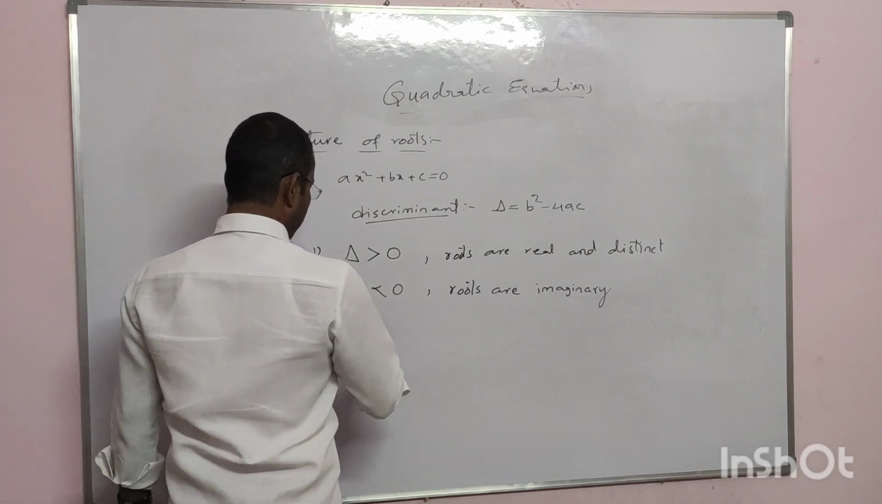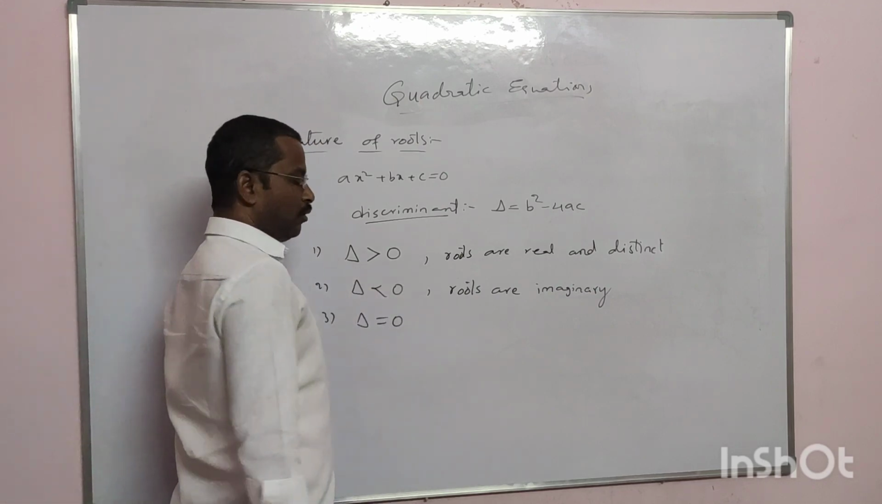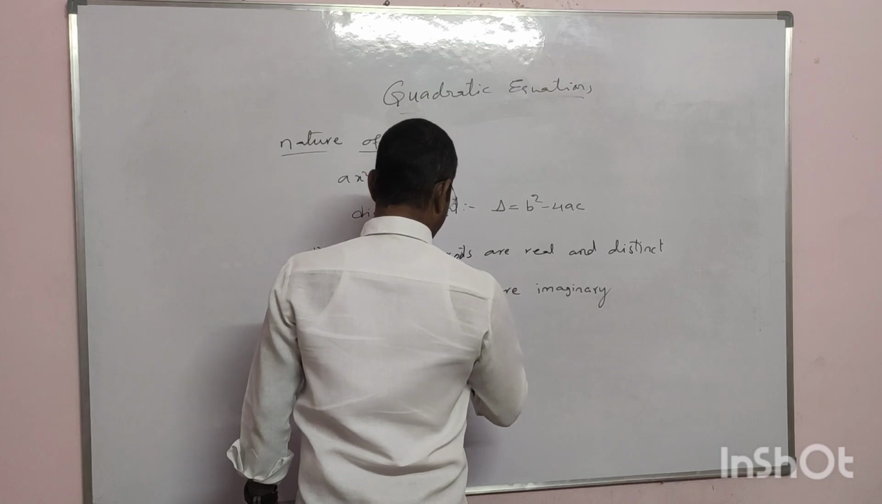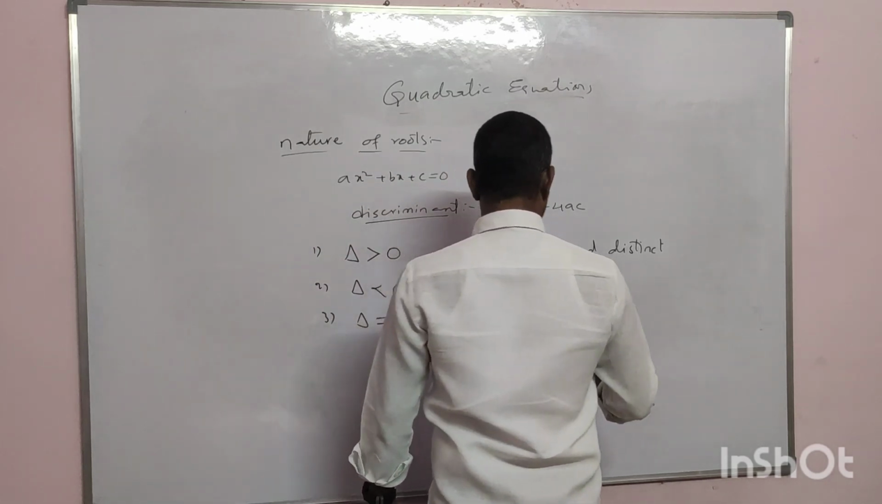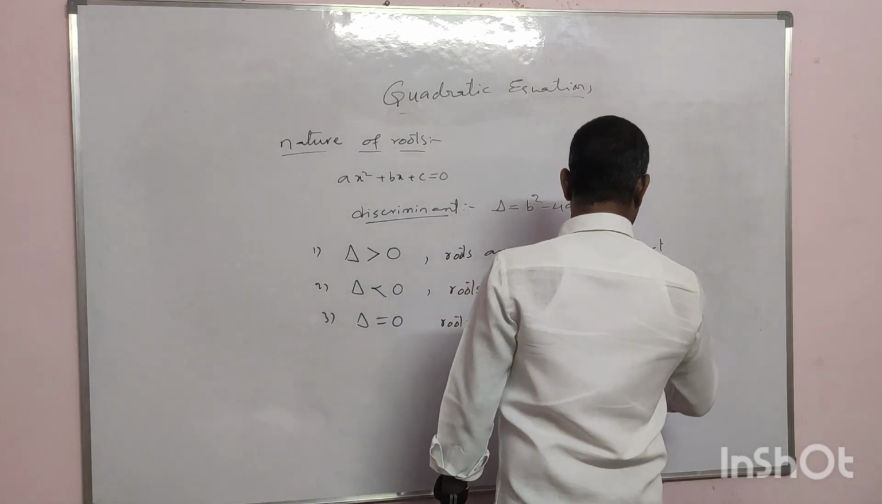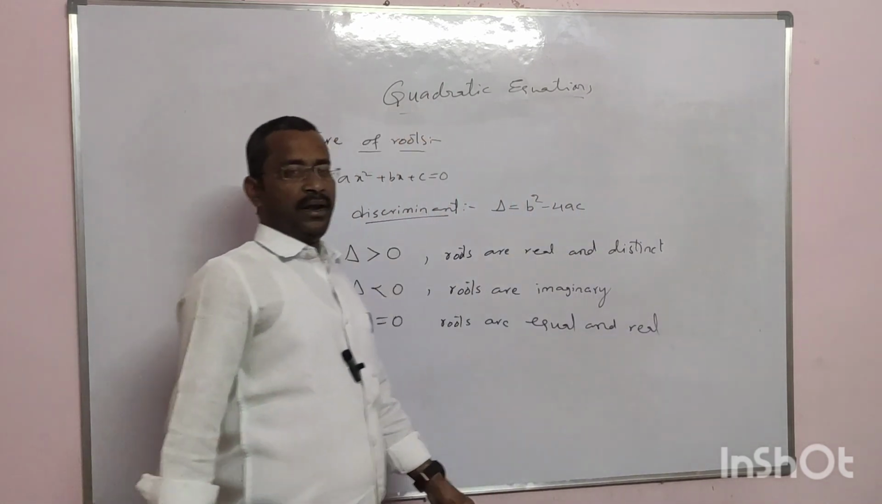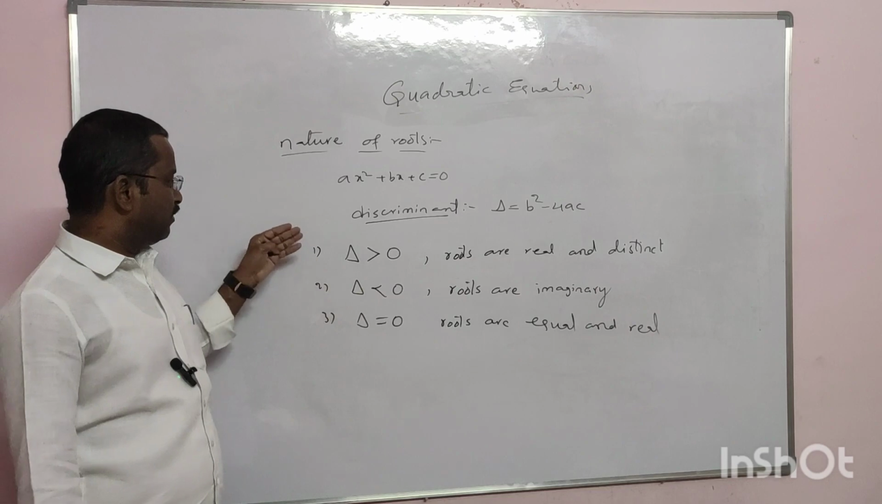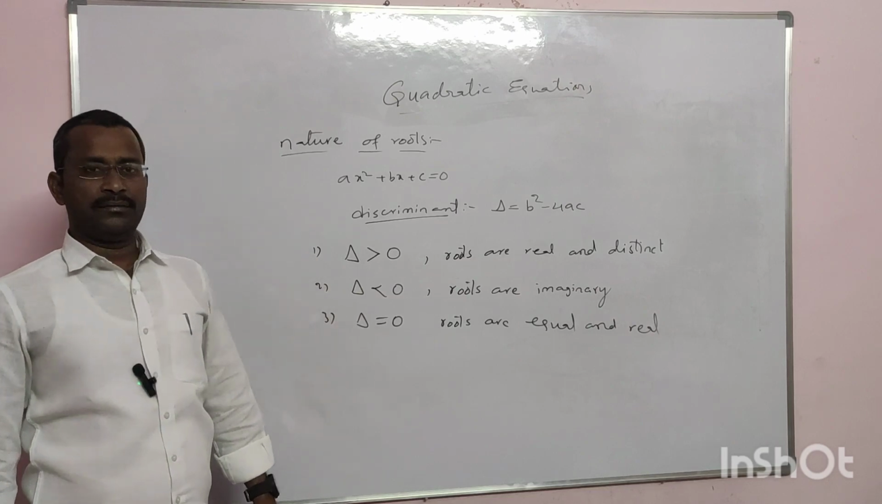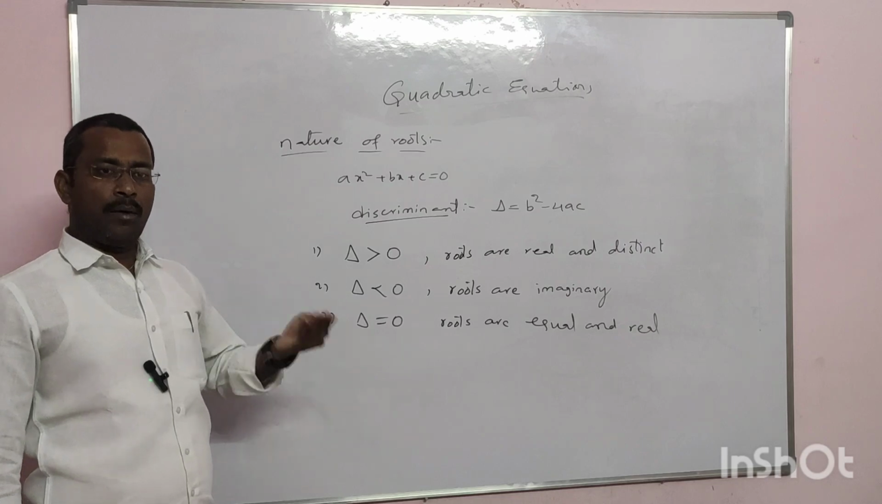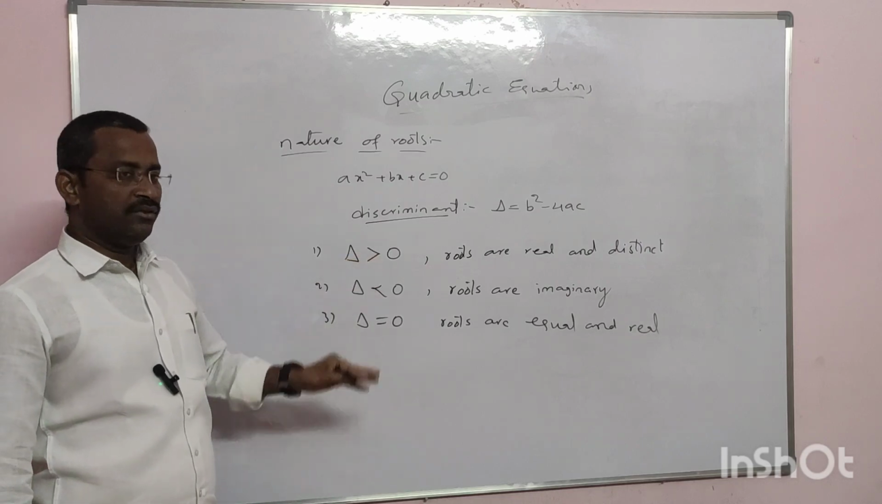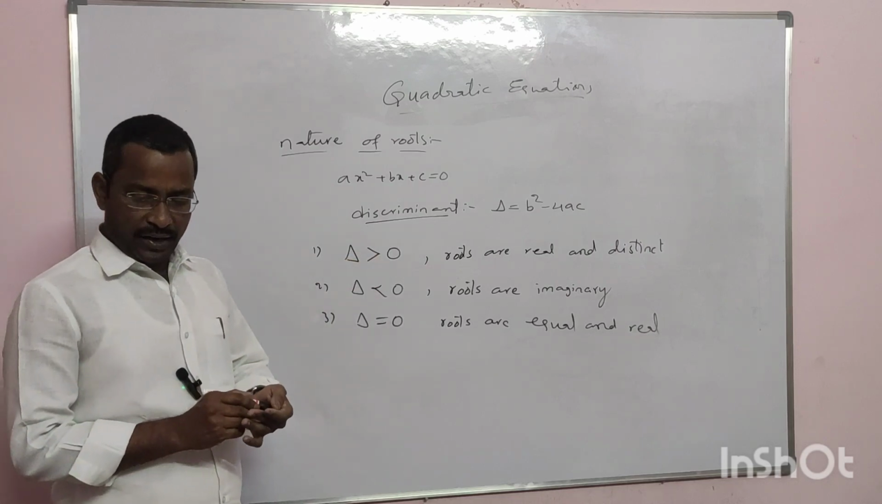Third case, delta is equal to 0. Roots are equal and real, or real and equal. These are the 3 conditions you need to maintain. If he asks find the nature of the roots or comment on the roots, you need to do this. Let's take a question and continue.